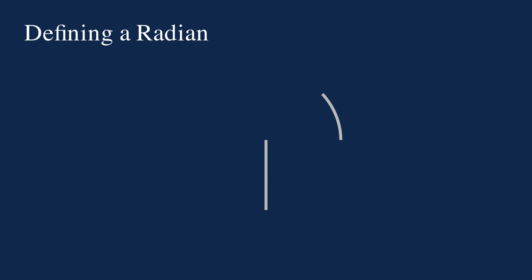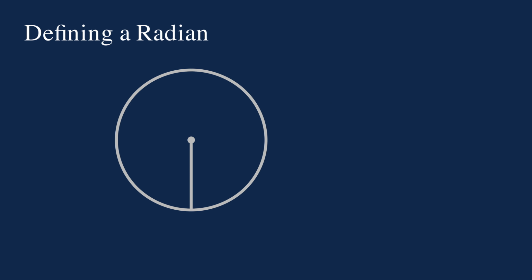To get this angle, we draw a circle with some radius. Let's mark this point that connects the radius to the circumference. Now, let's travel this exact distance from the radius along the circle.